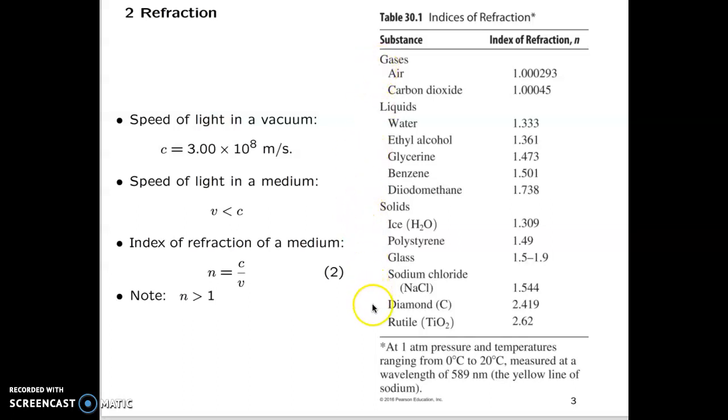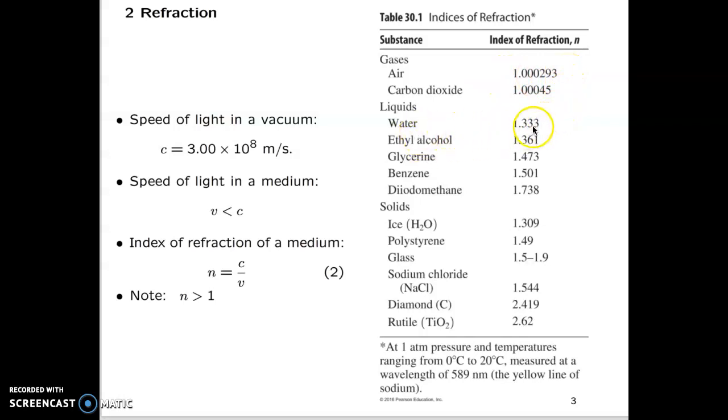So here's a table of values of indices of refraction for some common substances. The important ones I would say, the first one is air. What you'll notice is the number is very close to 1, slightly bigger than 1. And what that's saying is that v is very close to c. Light might travel a little bit more slowly through air than it does through a vacuum, but not by very much. Usually we just approximate this as 1.